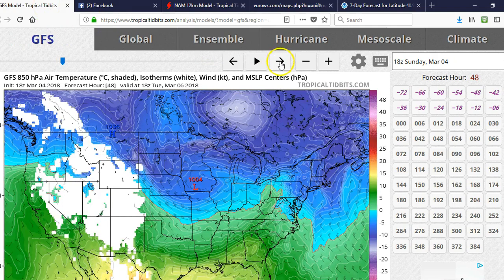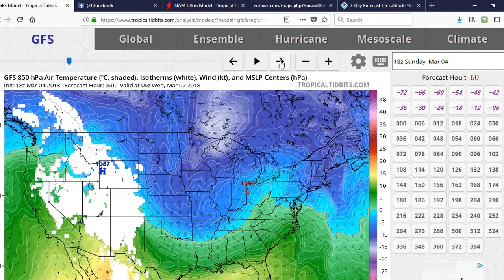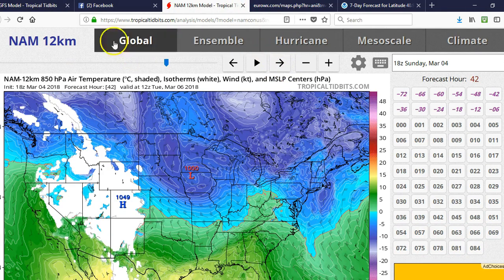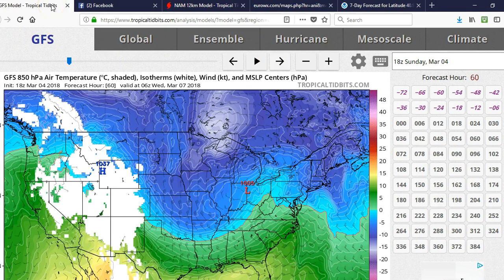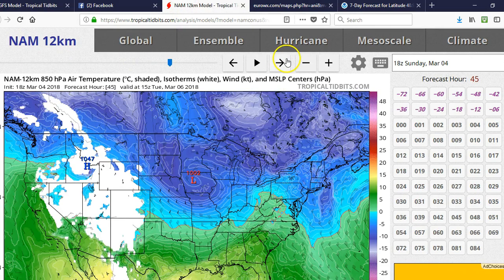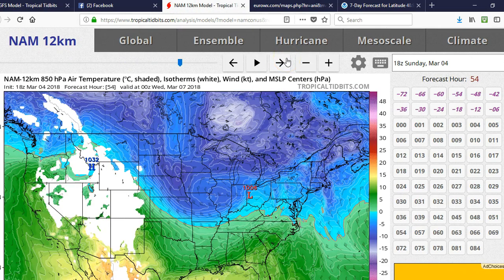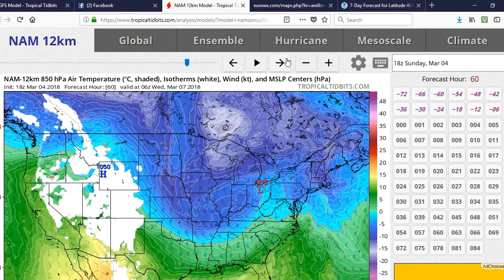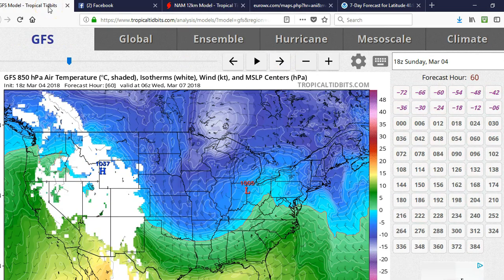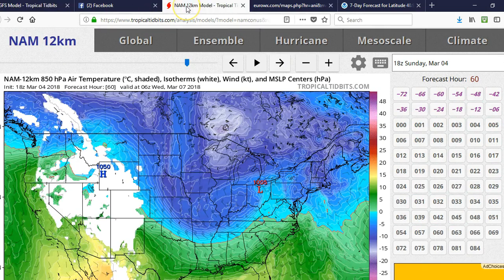Now, as we go forward here, trying to keep this short and sweet. Go to Wednesday night. If you notice something, the placement of the low and the strength of the surface low before it reforms off the Carolina coast is pretty consistent in both models.